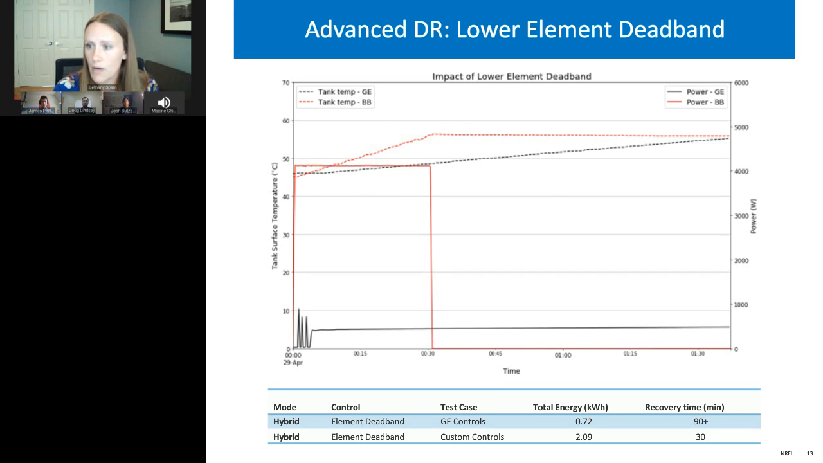This is our lower element deadband change. In all these graphs, the black line is our original controls and the red is the modified controls. In this case, we have exited a shed event and the temperature set point has gone up by 10 degrees F. In the base case, the heat pump comes on and has to run for a long time. In the modified controls, the element comes on, and you can see that we get to set point in 30 minutes versus over an hour and a half. Energy use does go up, but that might be preferable to bad comfort results and people leaving the program because of it.